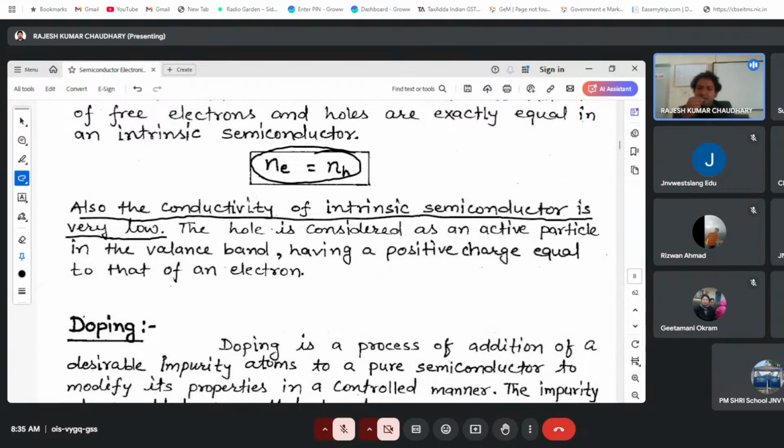Okay. JNV South Tripura, your question is, sir, why is silicon a semiconductor? My dear students, silicon is not a conductor, it is a semiconductor, and carbon is an insulator. While silicon, SN means what, sir? You are talking about tin or something else?